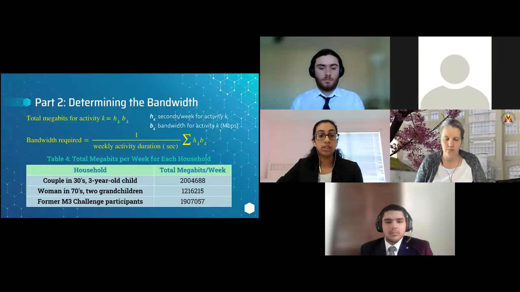So using the time spent in seconds on an activity, we could multiply by the bandwidth for the activity to find the total amount of data consumed for the activity. Summing up across all the activities, we find the total number of megabits consumed during a week. To determine the average bandwidth necessary, this number was divided by the approximate weekly activity duration of 302,400 seconds, which is half a week.